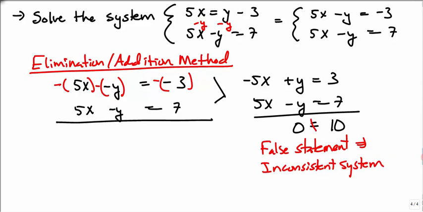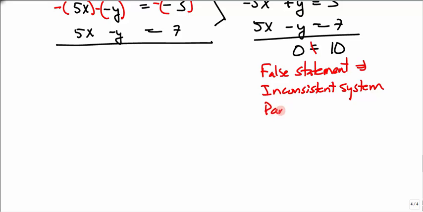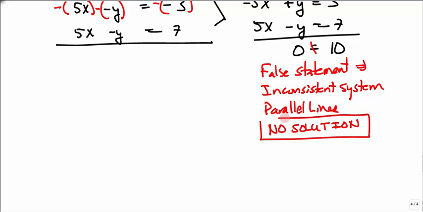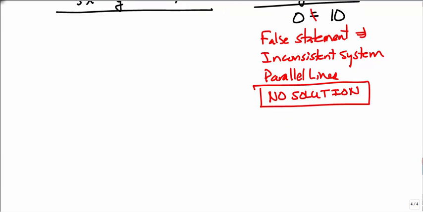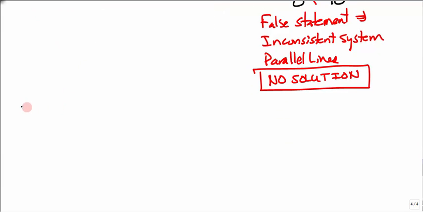I have parallel lines. So what this means is no solution. There's not one value of x and y that I can plug into these equations to solve them simultaneously. So for this particular one, because I have that false statement, it means inconsistent. I have parallel lines. There's no solution. So when you get a false statement, that's what you want to be thinking about. Let's go ahead and solve another system.